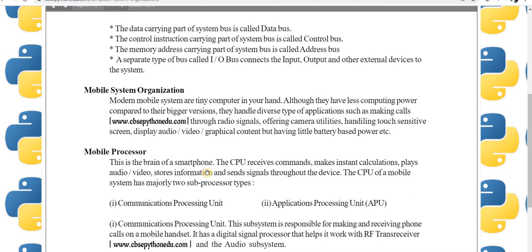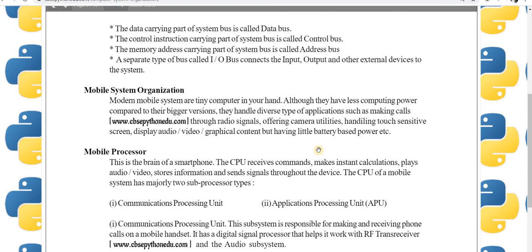Okay, so mobile systems are very tiny computers in our hand. Obviously nowadays we can do a lot of things on a mobile, and we really prefer to do all these things on mobile rather than using our laptop or computer. Although they have less computing power compared to their bigger versions, they handle diverse types of applications such as making calls through radio signals, offering camera utilities, handling touch sensitive screens, displaying audio, video, graphical content, but having a little battery based power, etc.